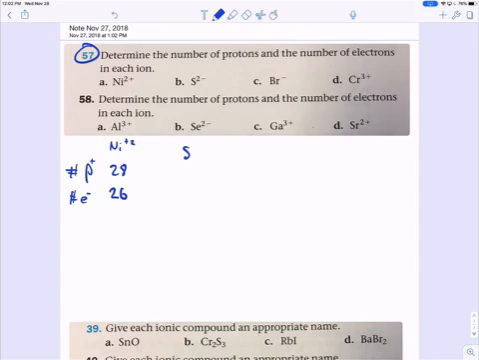Okay, sulfur minus 2. I can just look at my periodic table. Sulfur is element number 16. So the number of protons is 16, and that's a negative ion. Negative ions mean extra electrons. So with the 2 extra electrons, we now have 18 electrons for this ion.